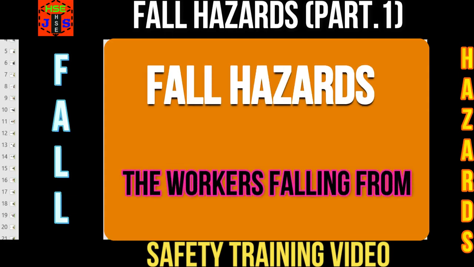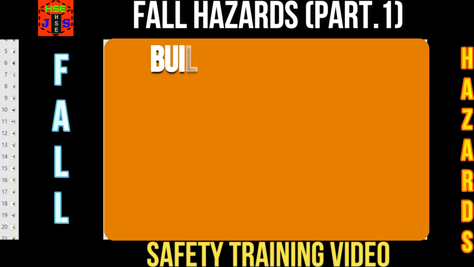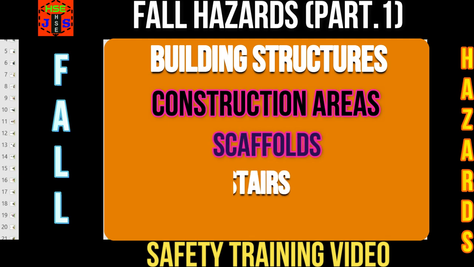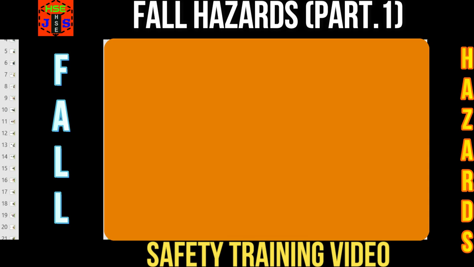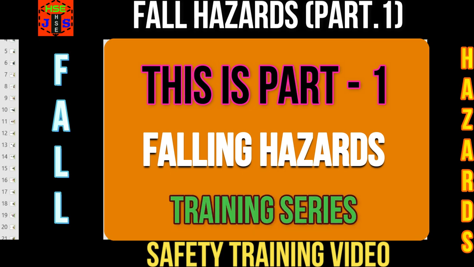Let us make a quick overview of fall hazards. We have to look from where the workers are falling from, mostly from the building structures, exterior construction areas, scaffolds, stairs, or ladders. I'll cover each segment one by one, and this is part one of the fall hazard training series. So, without wasting time, let's get started.